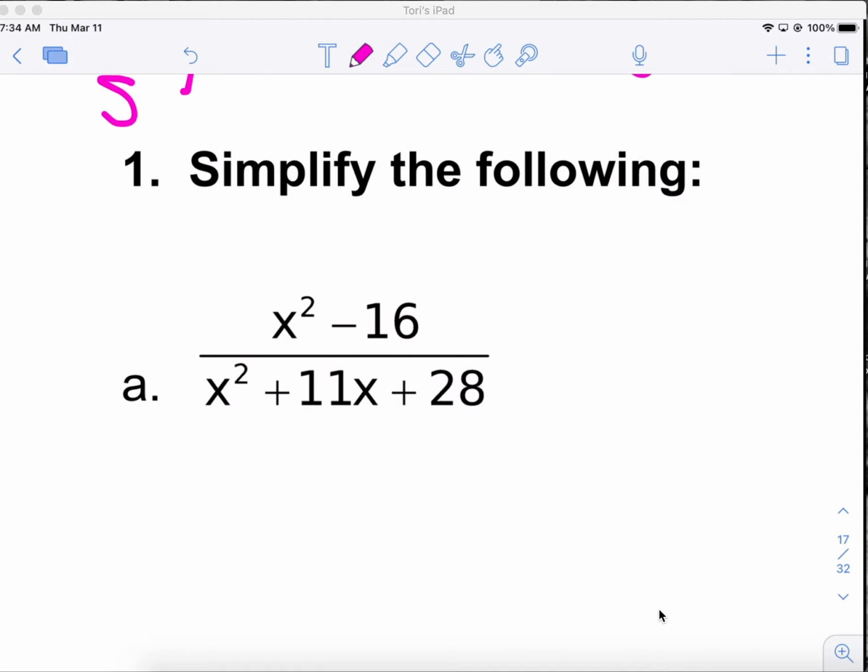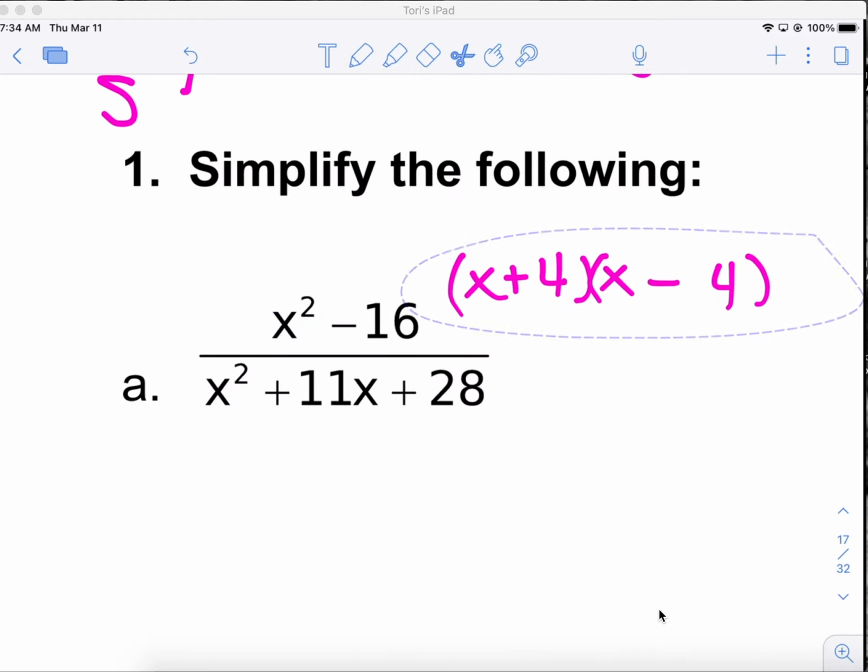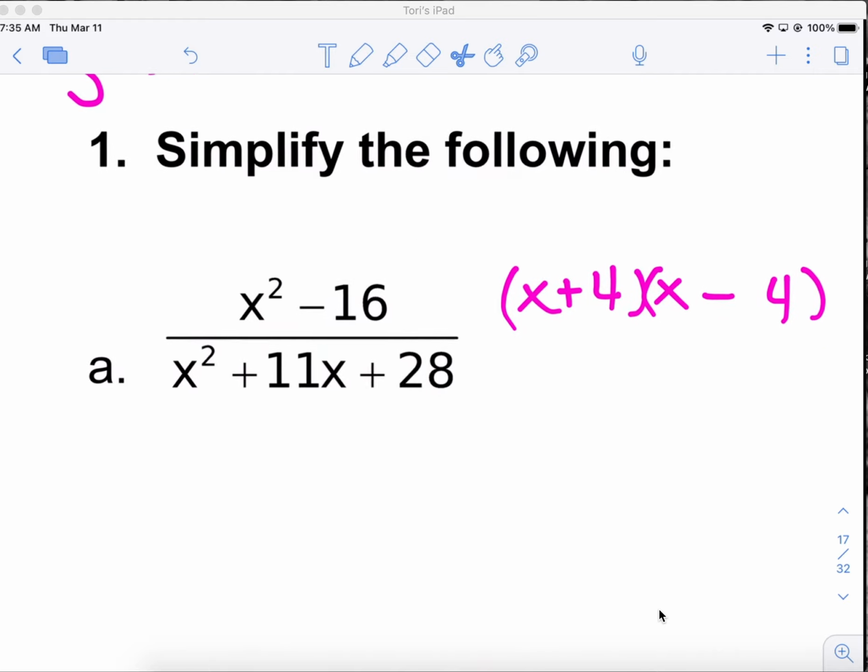So for this first one, if I'm going to break x squared minus 16, I notice that's a difference of squares. Okay, so I can break it into x and x. I know that 16 is a square, so 4 and 4. That means I'm going to have an x plus 4 and an x minus 4. That top is completely simplified. So you could write it above it, or you could say that is my second piece.